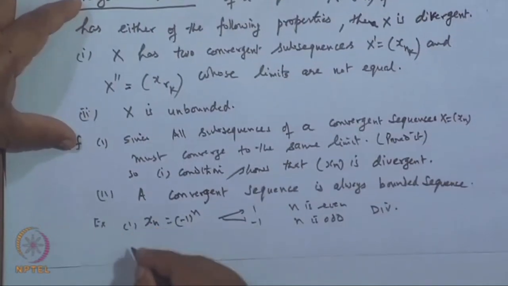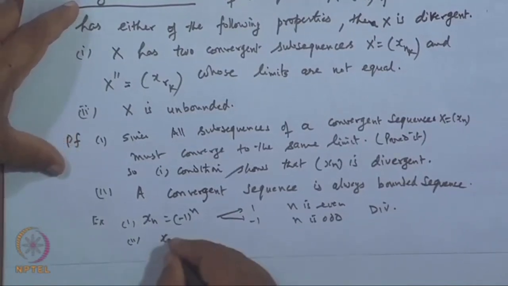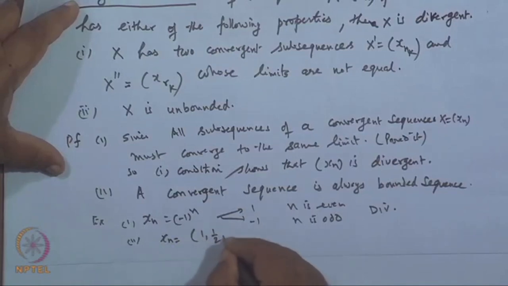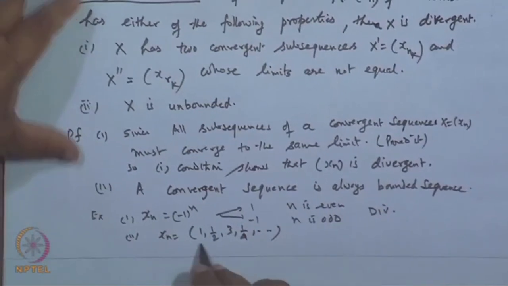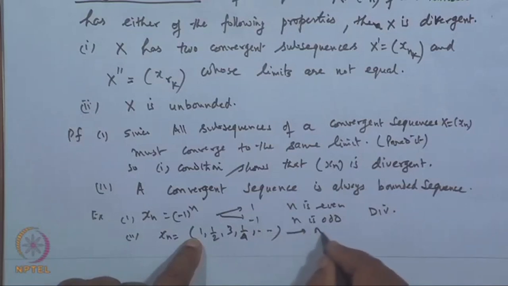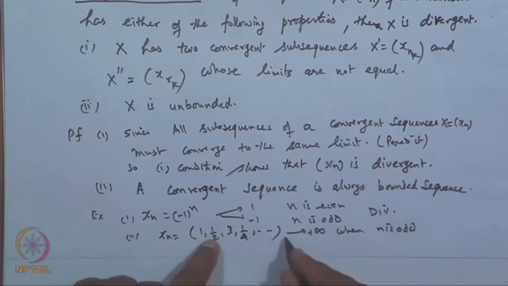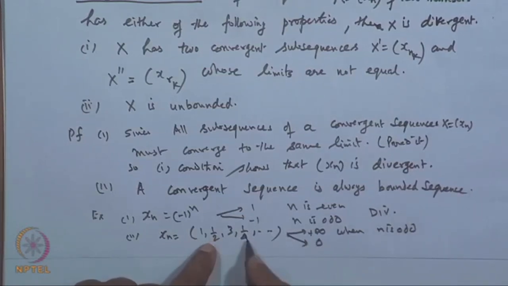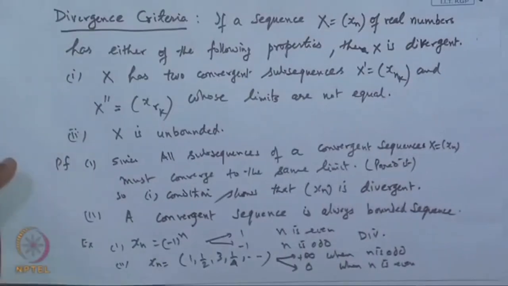And second, if I take the sequence x n to be like this, 1, 1/2, 3, 1/4 and so on. So, when n is odd, it will go to infinity, and when n is even, then it will go to 0, because 1/2, 1/4, 1/8 and so on. So, it has two limits, okay? Therefore, it will not be convergent. It is a diverging sequence.